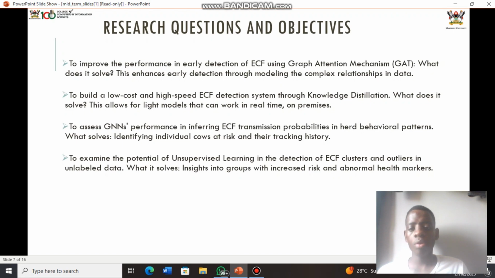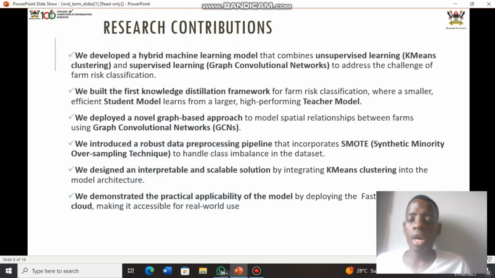Another is to examine the potential of unsupervised learning in the detection of ECF clusters and outliers in unlabeled data. To talk about the research contributions: we deployed a hybrid machine learning model that combines unsupervised learning, K-Means clustering, and graph convolutional networks to address the challenge of farm risk classification. We also built a fast knowledge distillation framework for farm risk classification, where a smaller, efficient student model learns from a larger teacher model for high performance. We also deployed a novel graph-based approach to model the spatial relationships between farms using graph convolutional networks, and introduced a robust data processing pipeline that incorporates SMOTE, the synthetic minority oversampling technique, to handle class imbalance.